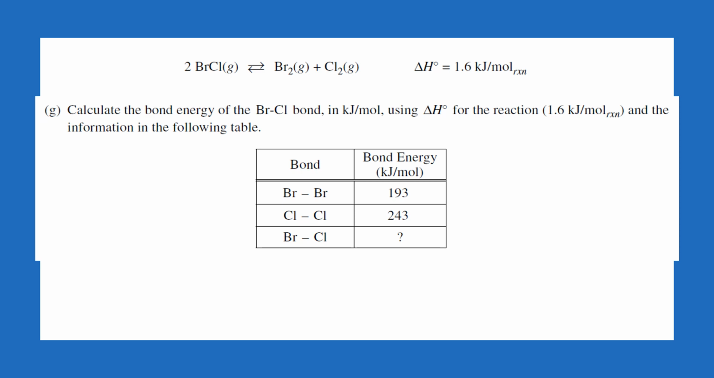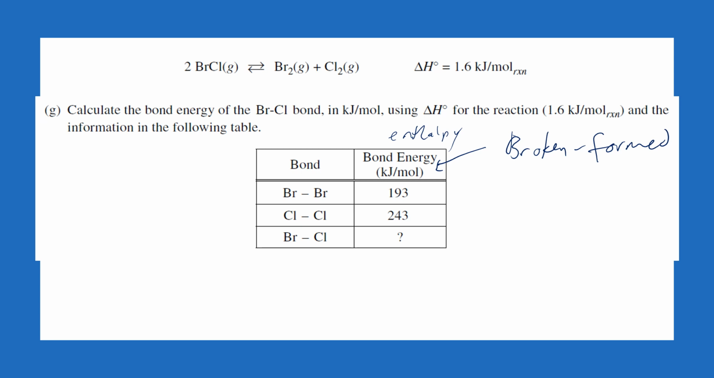Okay, so they're just giving us this information again at the top. Calculate the bond energy of the BrCl bond using delta H for the reaction and the information in the following table. Anytime you see bond energy or bond enthalpy, it's the same thing. You always want to think it's broken minus formed. A lot of people try to do products minus reactants. That's not it. It's broken minus formed.